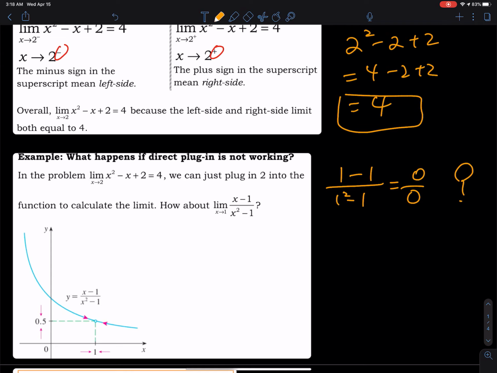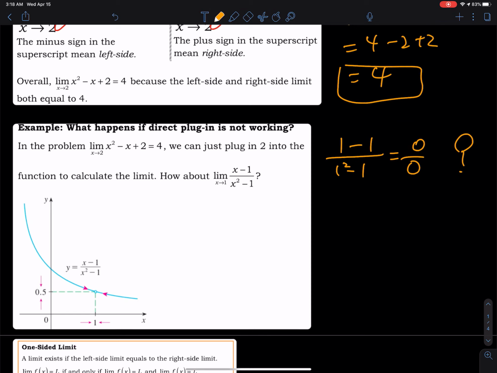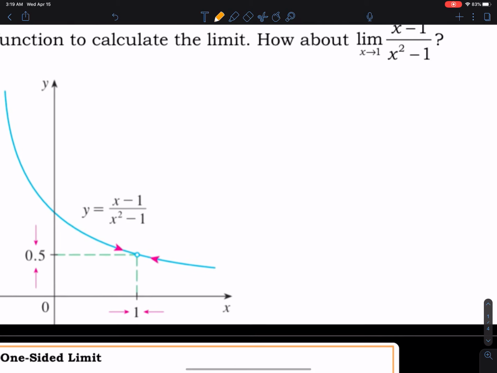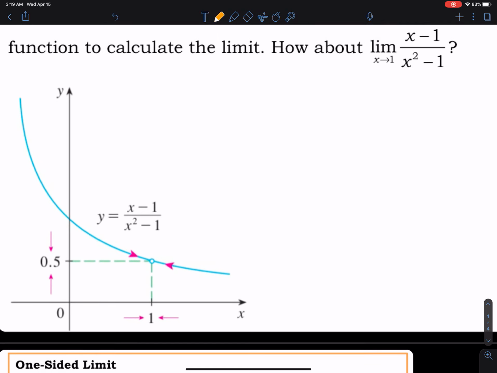Let's take a look at the graph of this rational function. So this one, x squared minus 1, right? X cannot be equal to what? X cannot be equal to 1, right? So when x is equal to 1, we have trouble because we have a 0 in the denominator. If you look at the graph, we can see that when x is equal to 1, there is an open circle, right? This is the curve. There is an open circle when x is equal to 1. So if we zoom in, there is an open circle when x is equal to 1.